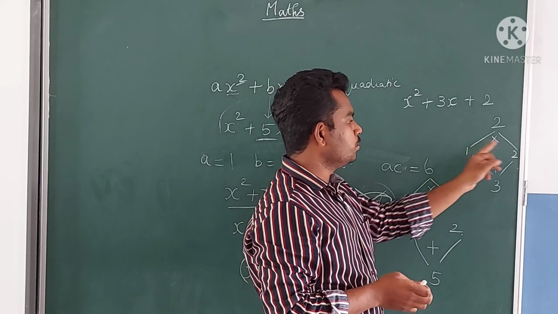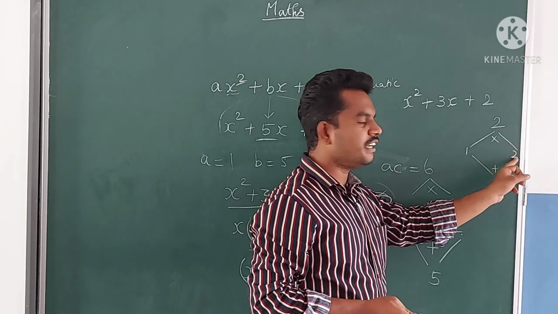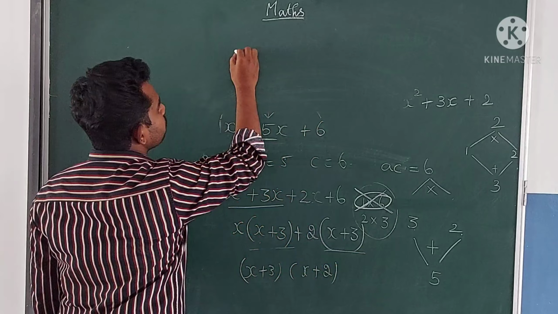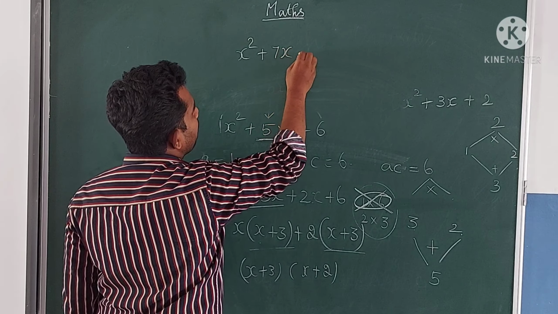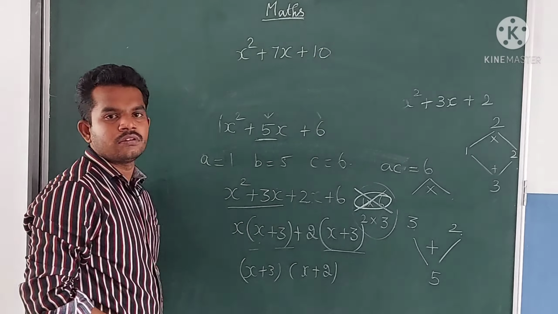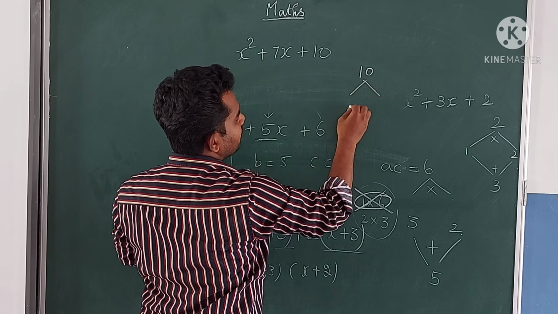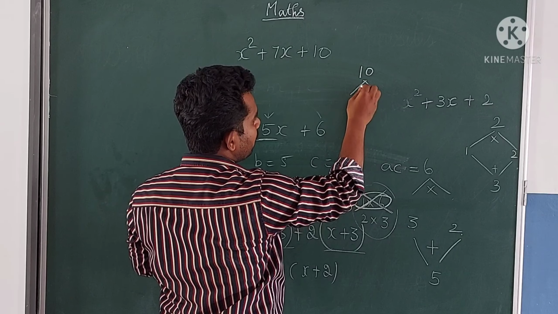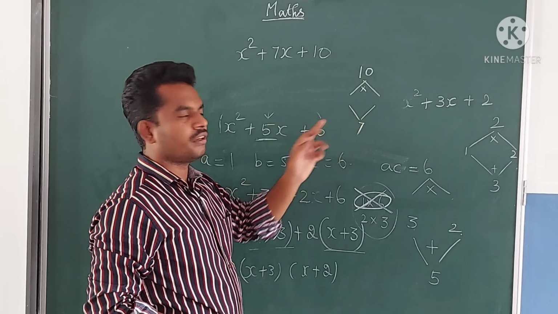So 1 2s are 2. Next, sum of the factors, 1 plus 2, 3. Another example, x square plus 7x plus 10. So 1 into 10, 10. The sum of the factors should be 7. So if the product is 10, the sum is 7.